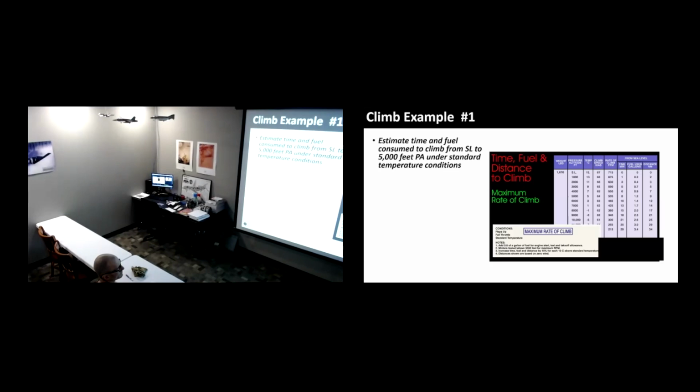Our time to get from sea level to 5,000 feet should be 8 minutes. We should use 1.2 gallons. It should take us 9 miles. Not as hard as we thought it was going to be, right? Looking at all these numbers, as long as you know how to use the chart, not that bad, right?